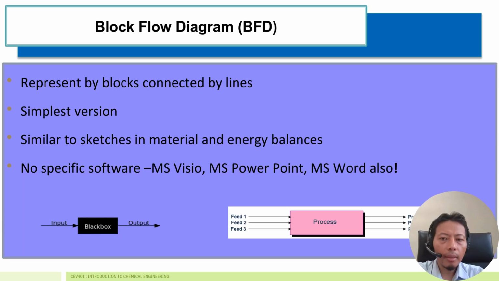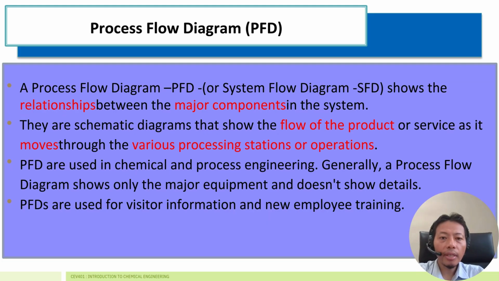A block flow diagram is the simplest type of flow diagram. It only needs simple sketches to represent material and energy balances involved in a particular process, and it doesn't require any software to create. A process flow diagram shows the relationships between the major components in the system.